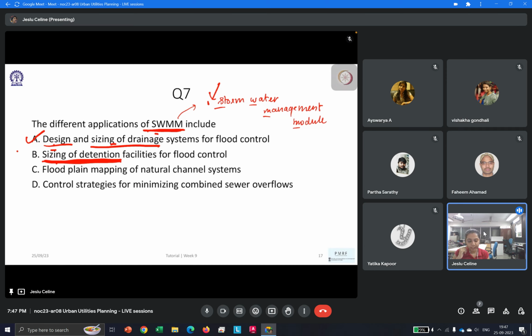Option C, floodplain mapping of natural channel systems. Is that a function? Yes, you'll have to do floodplain mapping. That's in fact the preliminary step that we need to do. So it is a function. Now, last one, control strategies of minimizing combined sewer overflows.